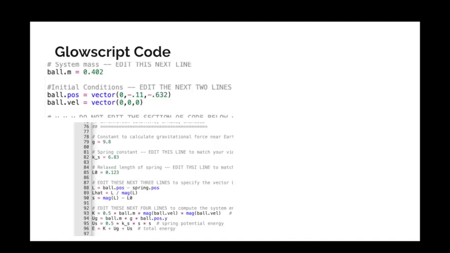So for my GlowScript code, I put in the initial conditions, which is at the top. So we have the ball mass and then the initial position and velocity. And then down here, I used the equations for the kinetic energy, the gravitational potential energy, the spring potential energy, and the total energy.